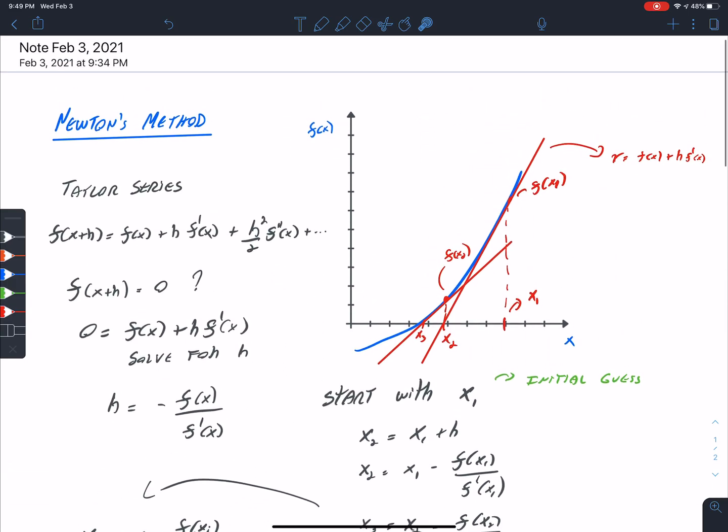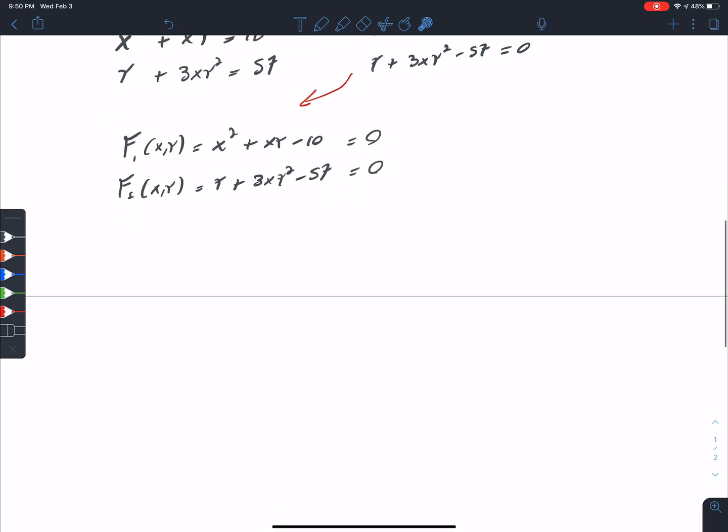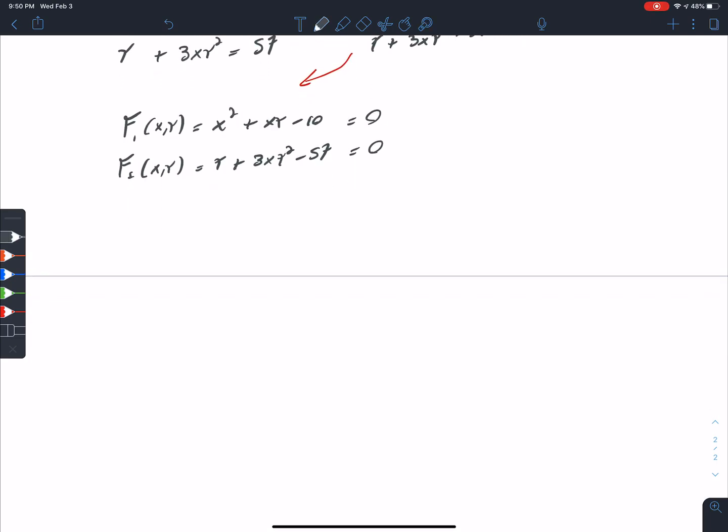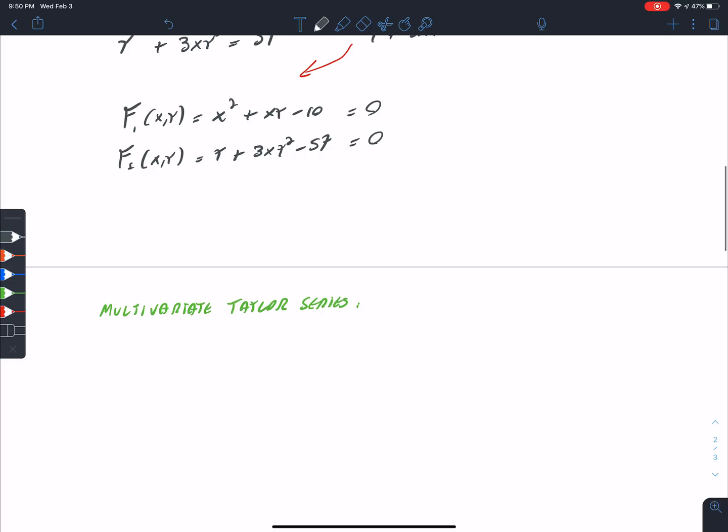So now we need to find out what is a good form for a multivariate version of the Taylor series. We're not going to derive this here, but we're just going to use it. We'll state that the multivariate Taylor series is given by, now I'm going to call this, let's call this vector f.